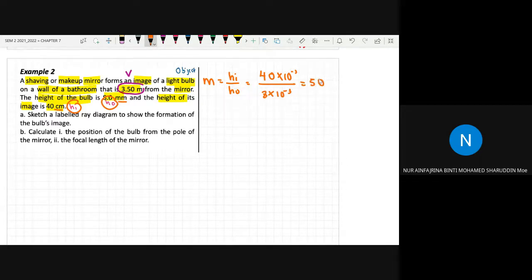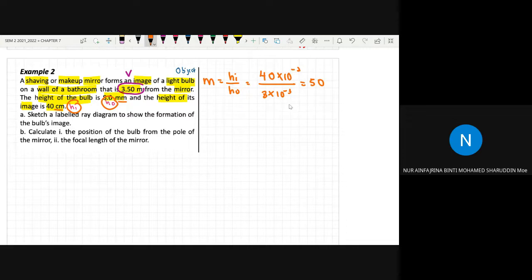Tak silap Miss 50 ke? 50 ke kids? Korang tak menekan kalkulator kan, Miss? Ya, betul, 50. So awak akan dapat 50.